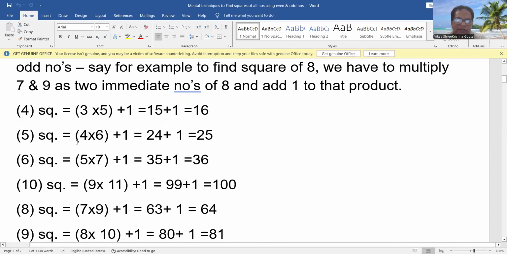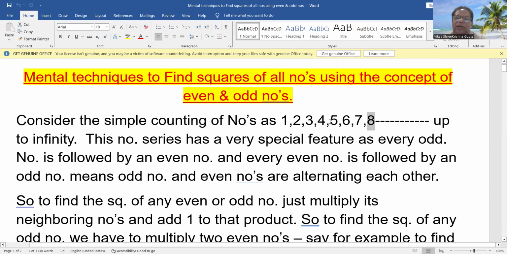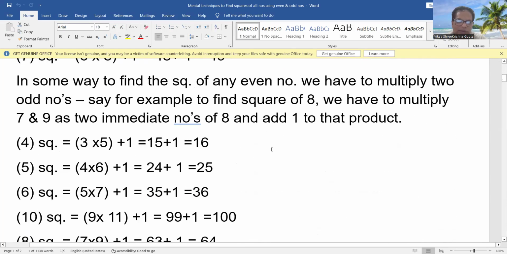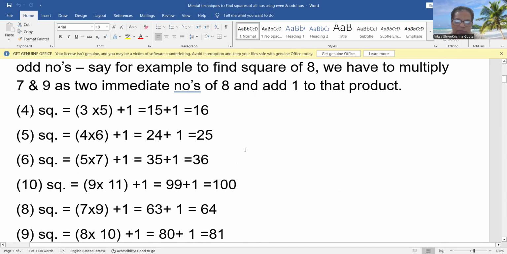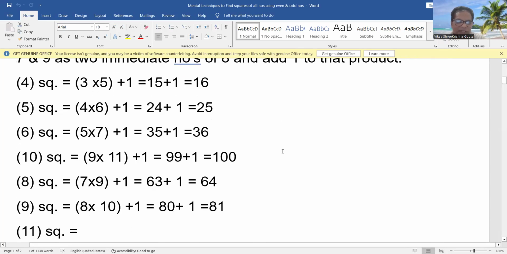In the same way, 5 square. 5 is an odd number, and the neighboring numbers are even numbers. 4 and 6 are the neighboring numbers of 5. So 5 square is equal to 4 into 6 plus 1. That is 24. 24 plus 1 is equal to 25. In the same way for 6 square, 6 being an even number, the neighboring numbers are both odd numbers. 5 into 7 plus 1, that is 35 plus 1, 36. In this way, you can find the square of any number. 8 square, 7 into 9 plus 1.